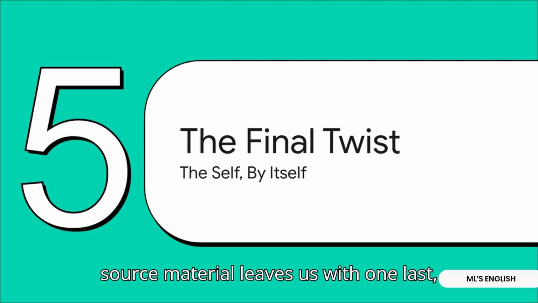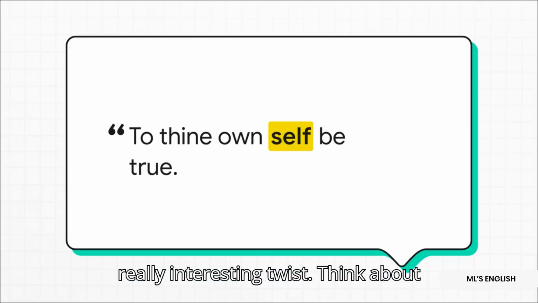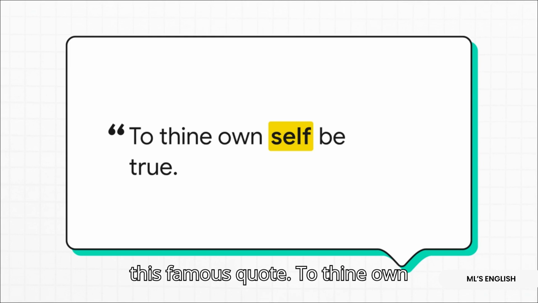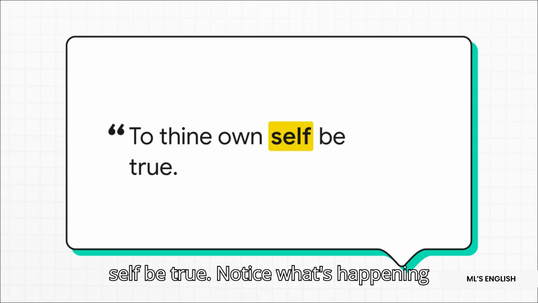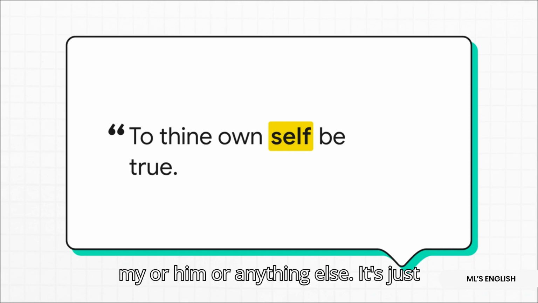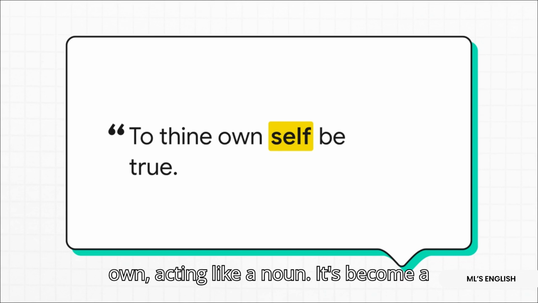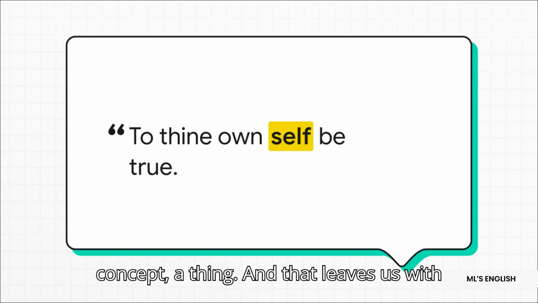But our source material leaves us with one last really interesting twist. Think about this famous quote, "To thine own self be true." Notice what's happening here. The word self isn't attached to my or him or anything else. It's just self. It's standing all on its own, acting like a noun. It's become a concept, a thing.